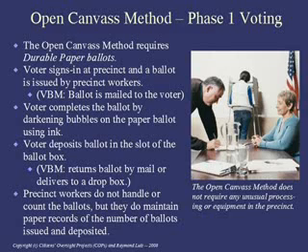The voter completes a ballot by darkening bubbles on the paper ballot using ink, preferably. The voter then deposits the ballot in the slot on the ballot box. Now, we prefer that the voter do the deposition of their own ballot into the ballot box. In vote by mail, the voter returns their ballot by mail, or they can deliver it at a drop box.